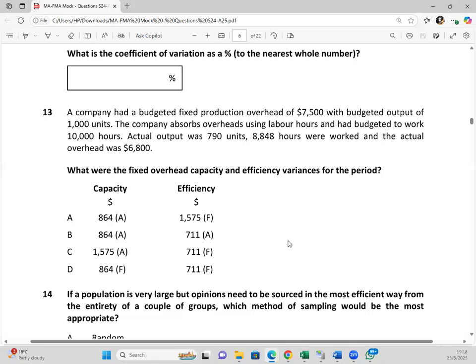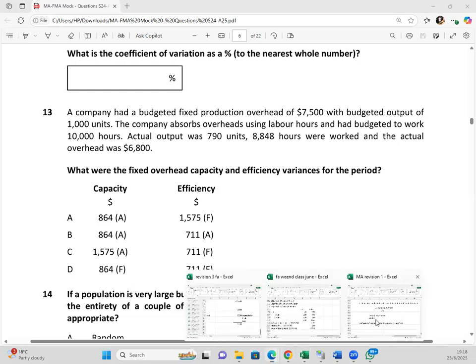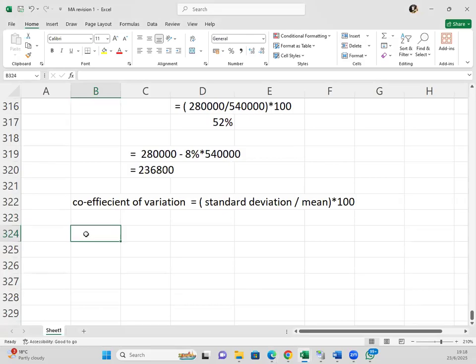What were the fixed overhead capacity and efficiency variances? So what's important first is to know the formulas. The shortcut to it would be to use SUB. I don't know, there are different ways to remember. But if you're calculating the fixed overhead capacity and efficiency variance, we can use SUB. Okay, what's SUB?